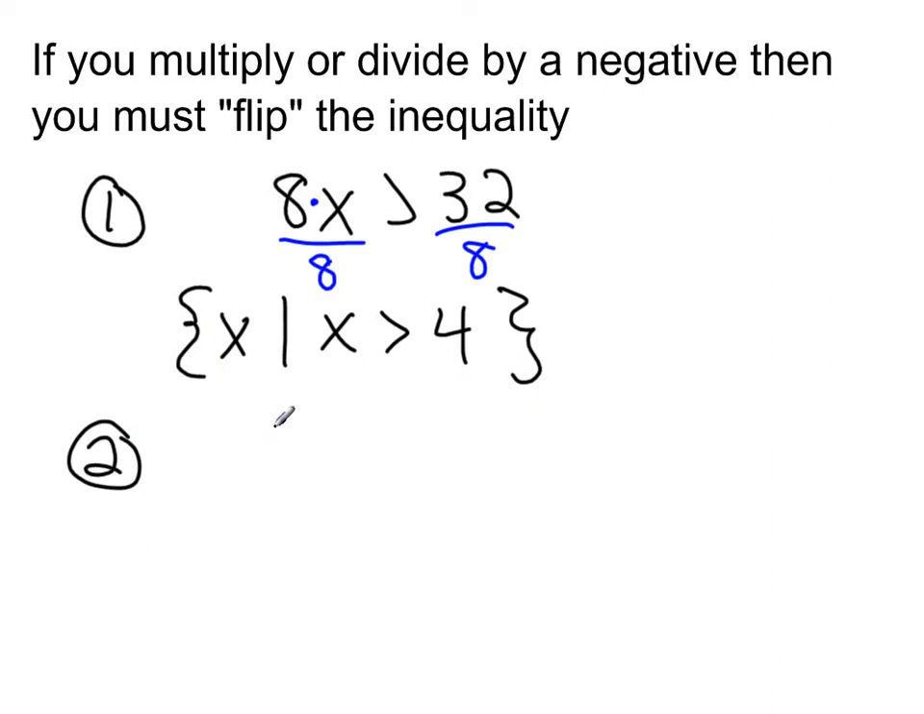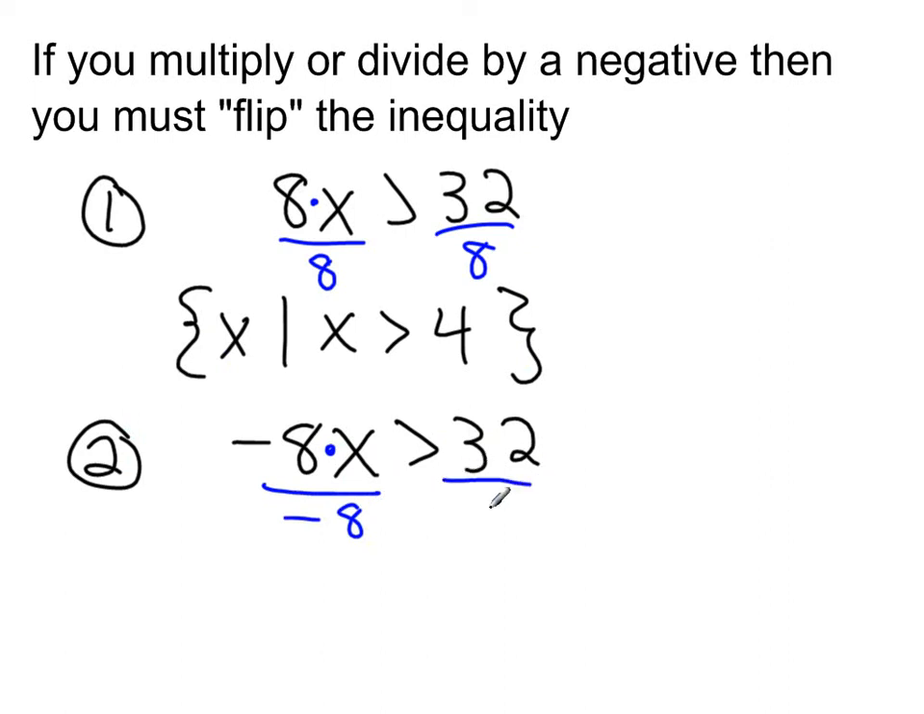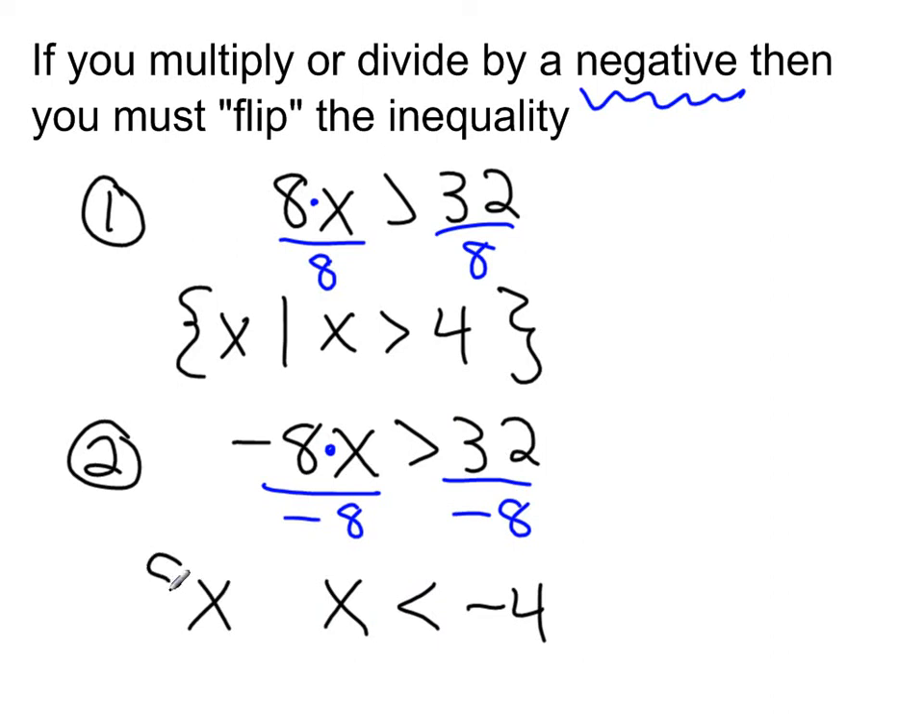Let's get a little bit crazy. Let's say negative 8x is greater than 32. So we have negative 8 times x. In order to undo it, we divide both sides by a negative. And here's where that rule comes into play. If you divide by a negative or multiply, you must then flip the inequality. So we have x is now less than negative 4. And we'd write our solution as the set of all x such that x is less than negative 4.